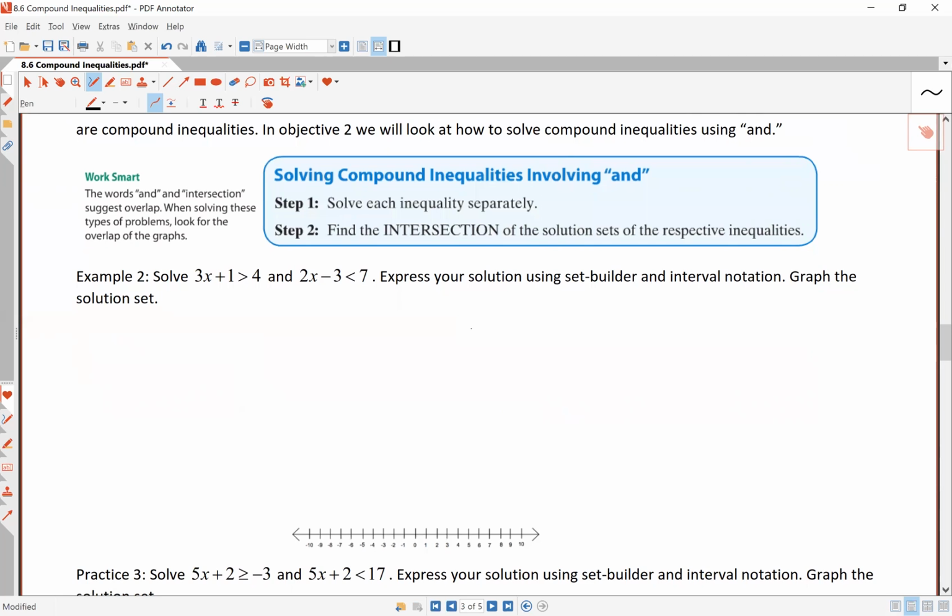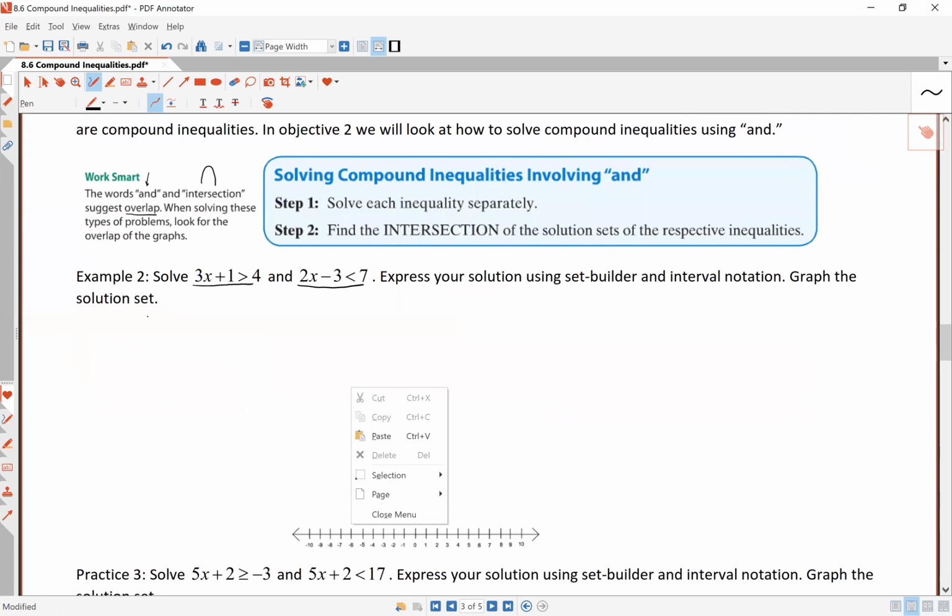So remember that intersection was where the two overlapped. And when solving these types of problems, look for the overlap of the graphs. So we will look at where these two solution sets overlap each other.